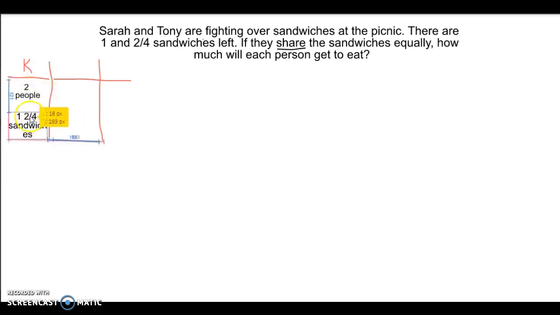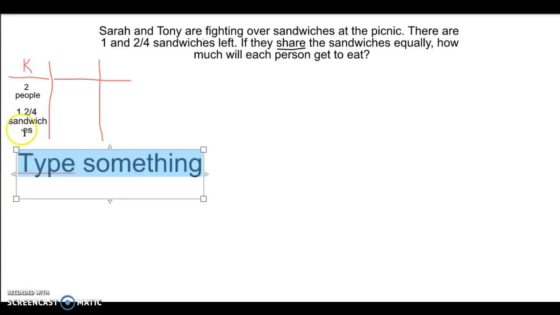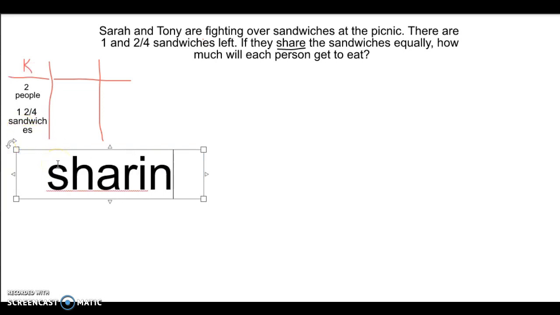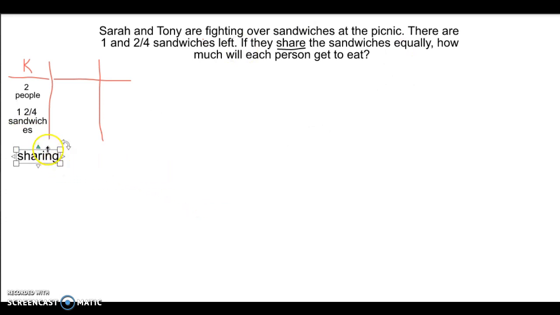We've got 2 people. And then something else I know for certain is that they're sharing these sandwiches, right? They're not making these sandwiches. They're taking sandwiches that are already there and they are sharing them. So I'll go ahead and add that. And that'll be important pretty soon.